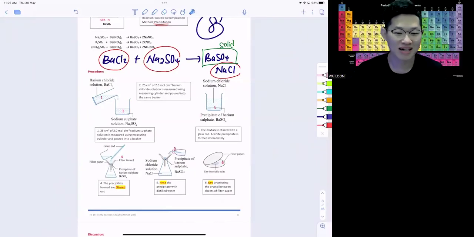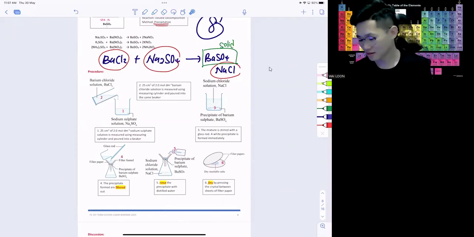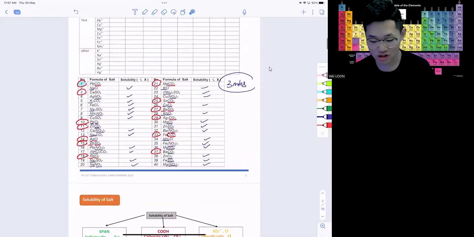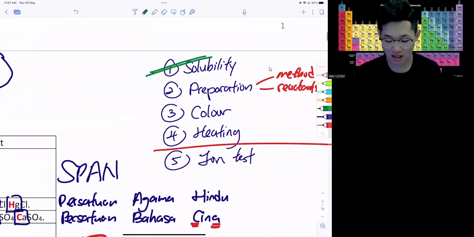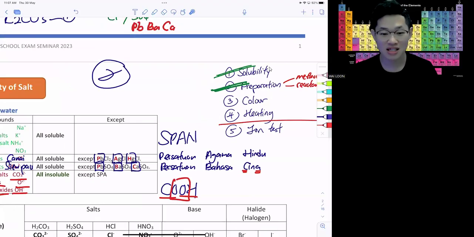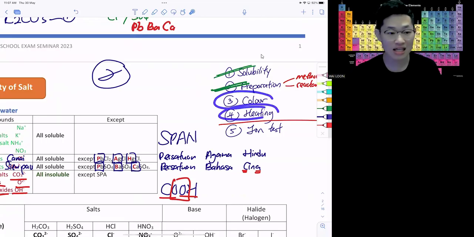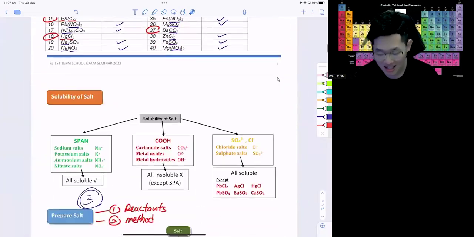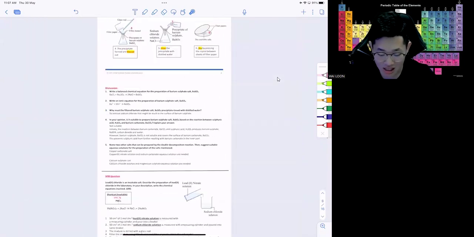Hi, welcome back. Okay, so let's continue. We are done with the preparation of salt already. Now is color and heating. Color and heating we can finish in 5 minutes. Then we can start doing questions already. Once we finish with color and heating, we can start with our question. With our color block.